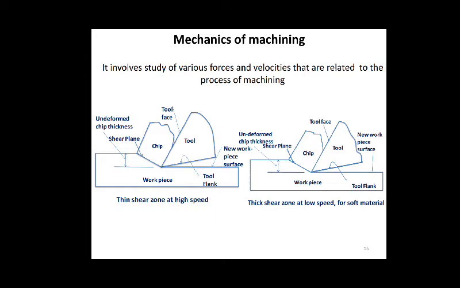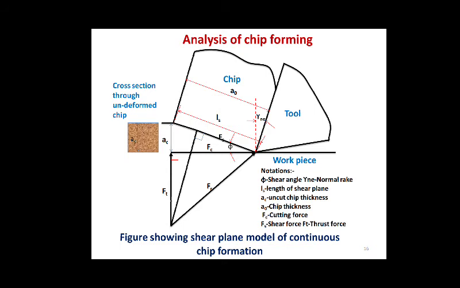So here you can see the thin shear zone at high speed, and here the thick shear zone at low speed for soft materials. And here is the analysis of chip forming. The figure shows the shear plane model of continuous chip formation. Now further we are going to see the calculation of shear angle.